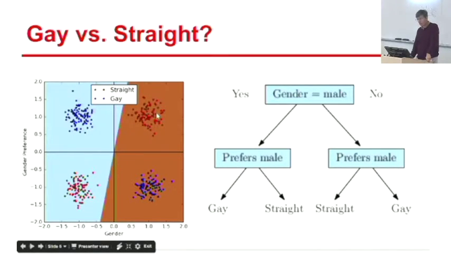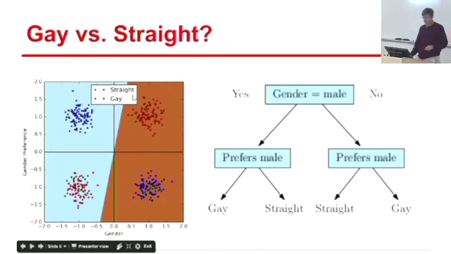Oh, wait, no, take that back. You're right, I said that wrong. Let me see if I can read my slide. The straight people were the red points. The red points were what? Men. Oh, I see, you're saying I got the labels wrong here.